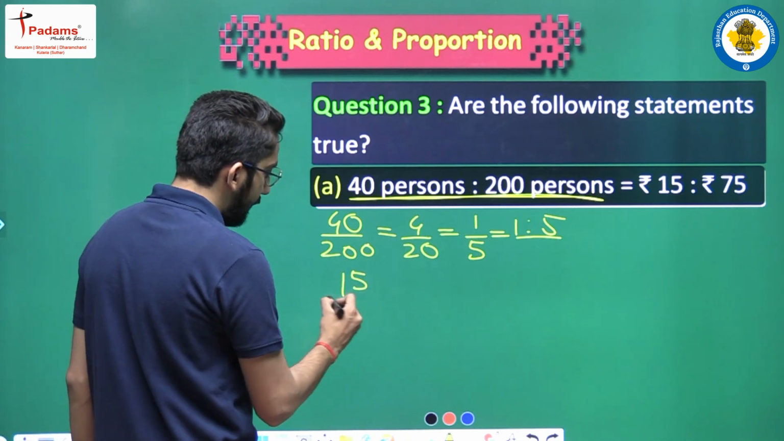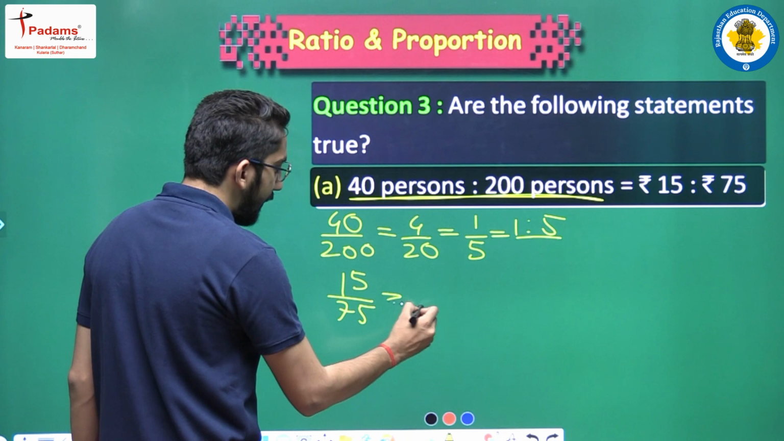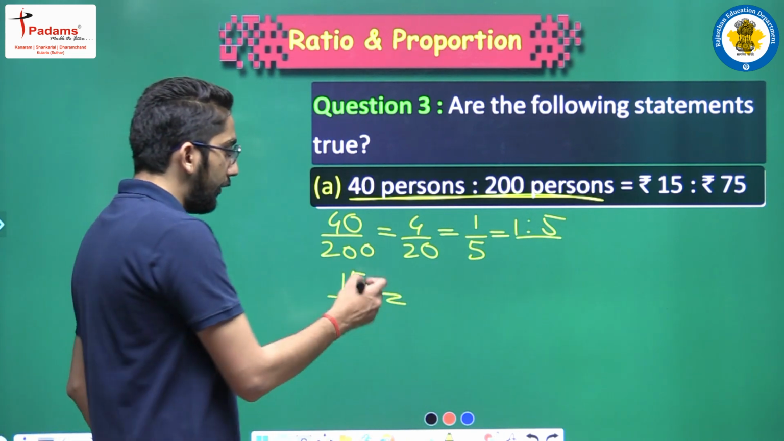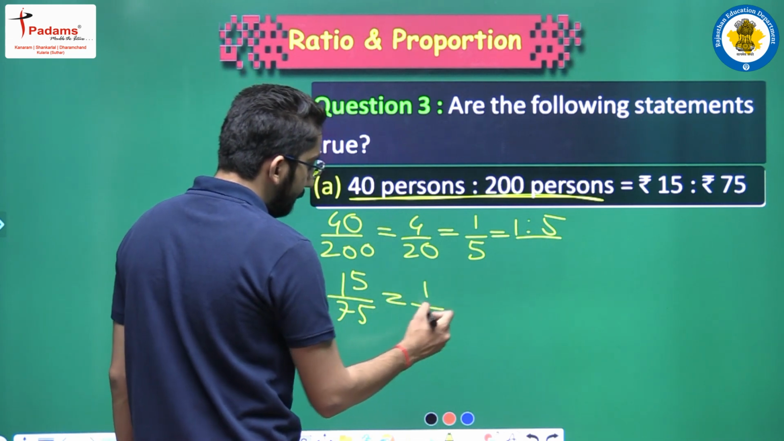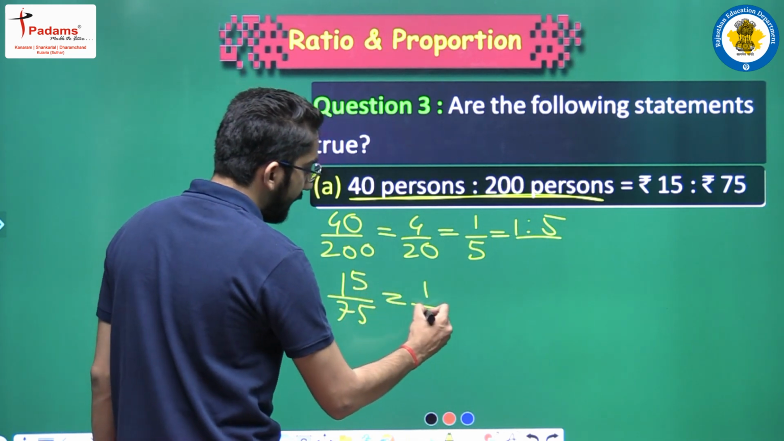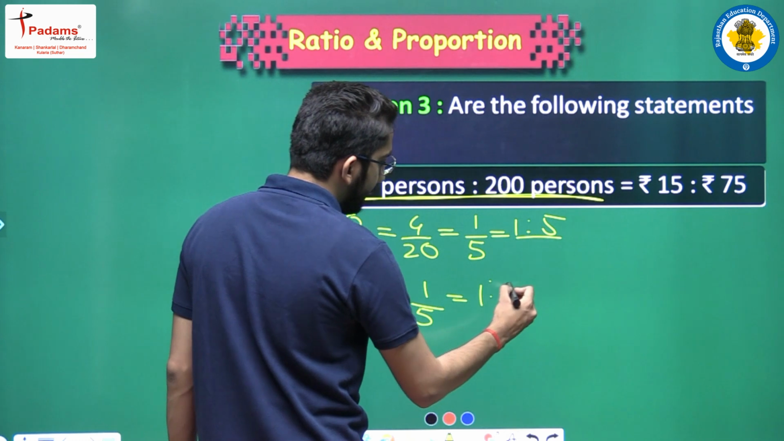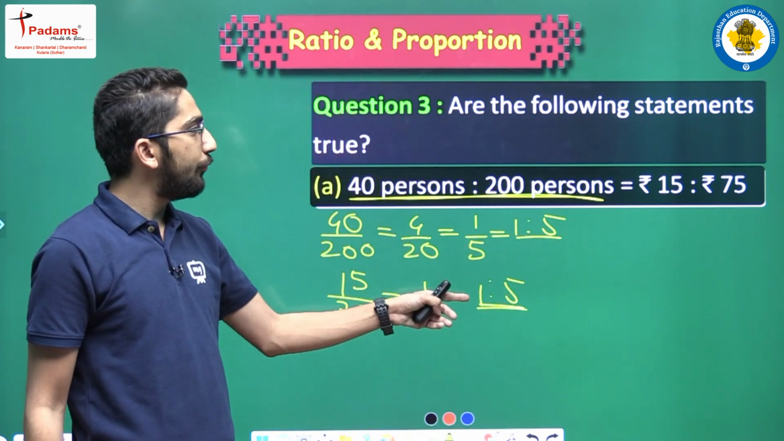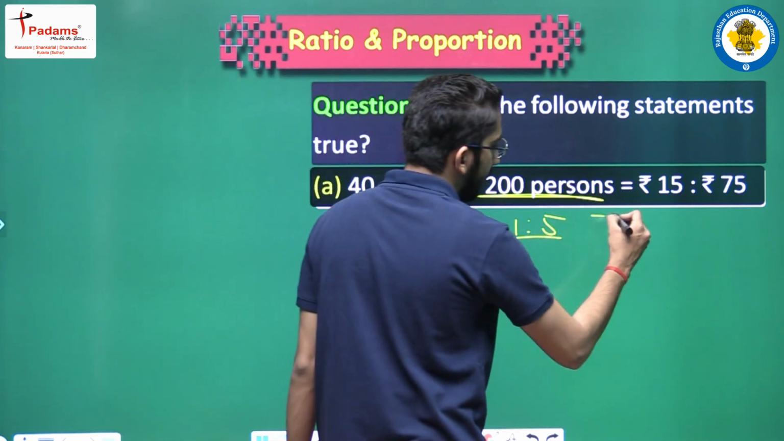So rupees 15 is to rupees 75, and you can divide both of them with 15 directly. So 15 divided by 15 is 1 and 75 divided by 15 is 5. So this becomes 1 is to 5. So both the ratios are 1 is to 5. So this statement is true.